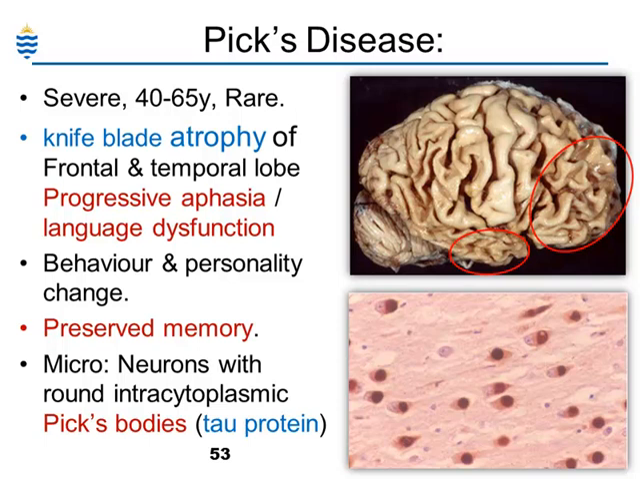Pick's disease is only, the difference is it is limited to frontal and temporal. Microscopically the same tau protein, but instead of an irregular network it will be a round body, known as Pick's body. Knife blade atrophy, and characteristically patients have aphasia or language dysfunction with preserved memory. So, very easy to differentiate clinically.